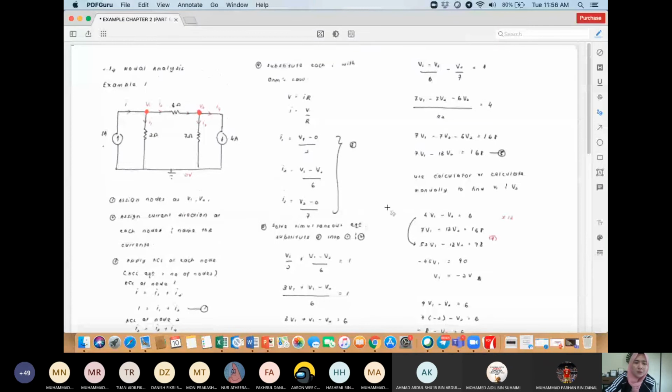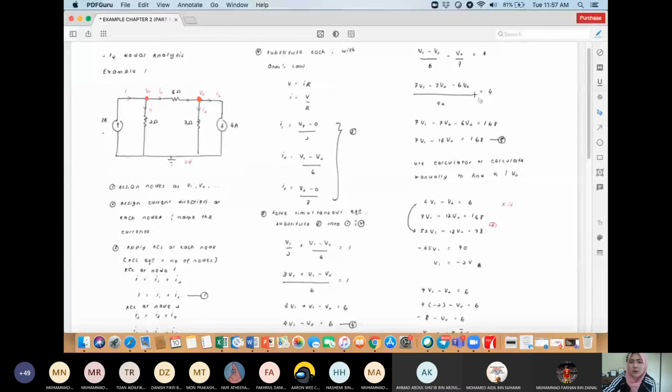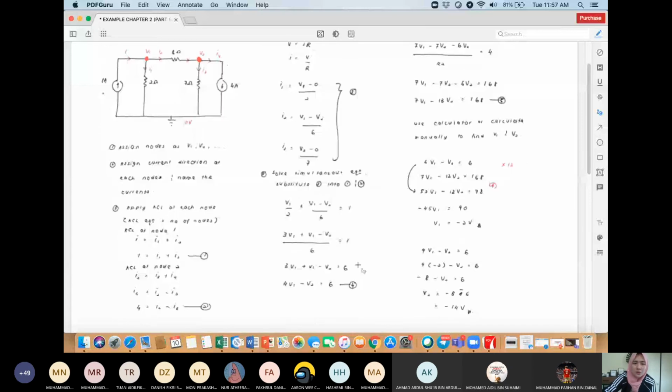Next, from equation 2, you have I2 minus I3 equals 4. I2 is V1 minus V2 divided by 6, minus I3. I3 is actually V2 divided by 7, equals 4. Solve for this one, you will get the equation 7V1 minus 13V2 equals 168. So now you have two equations. The first is 4V1 minus V2 equals 6. The second is 7V1 minus 13V2 equals 168.